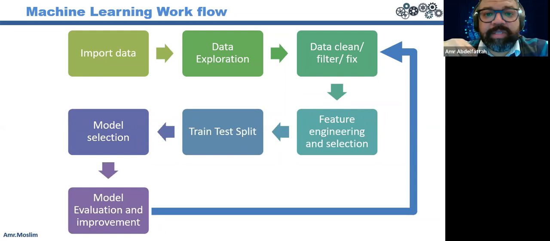Some of the algorithms, this is a requirement. You have to do it. Some algorithms, like linear regression, don't work with categorical data like strings or text, but you need this categorical data as one of your inputs. It's a very important input. In this case, you have to transform the categorical data, the text and strings, into numerical data. And this is part of the cleaning and filtering and fixing.